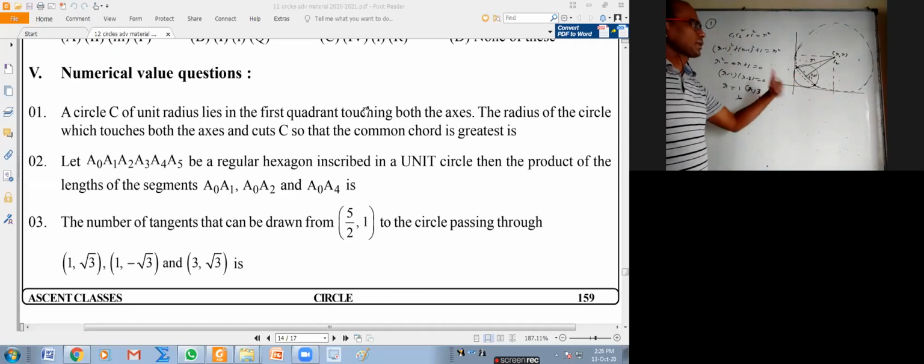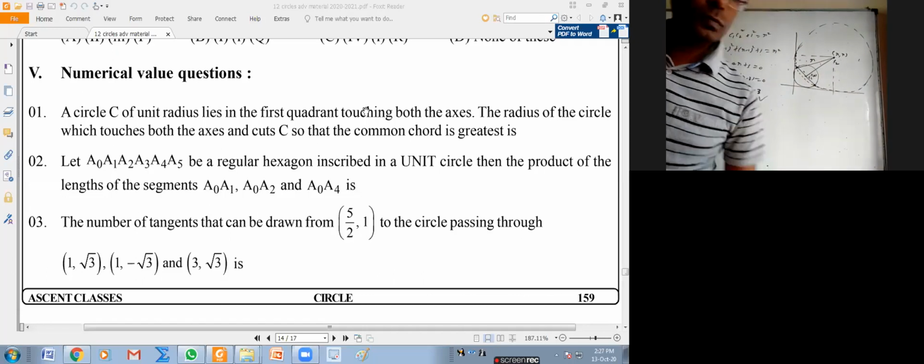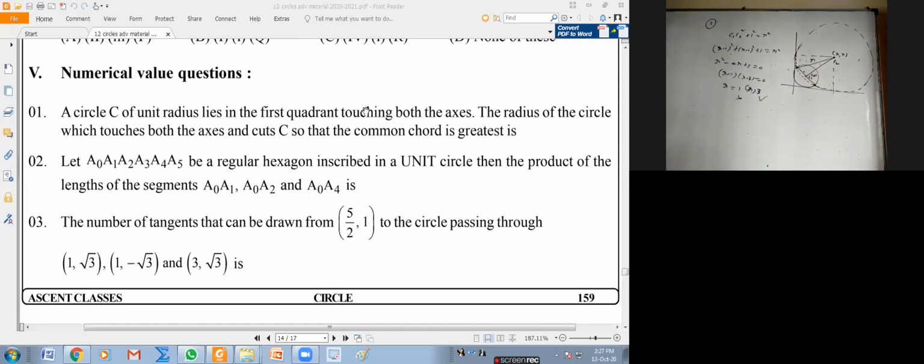Somebody can take the two circles' equations and subtract, and you get a common chord that should pass through 1 comma 1. You do that also, same answer. Okay, this is fairly simple.